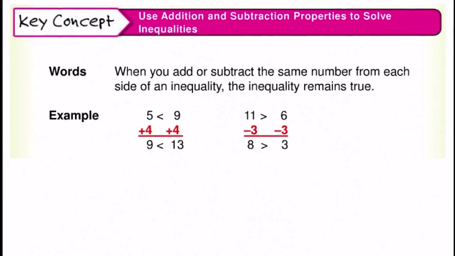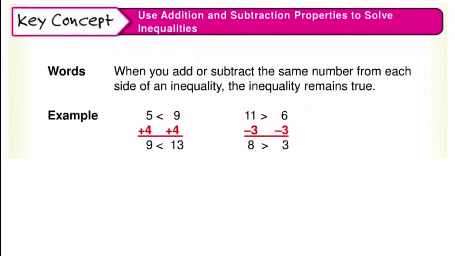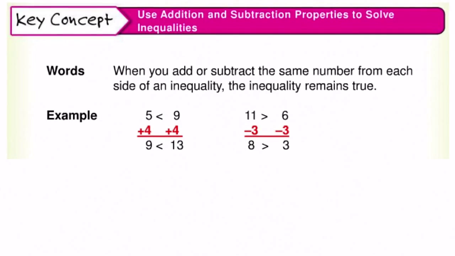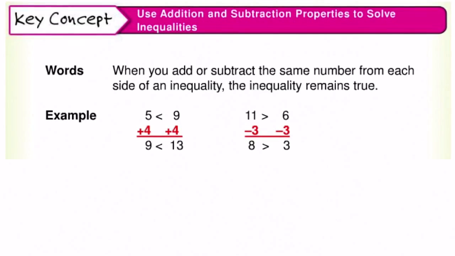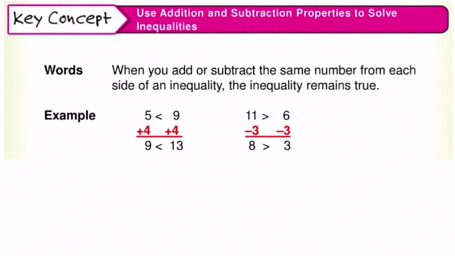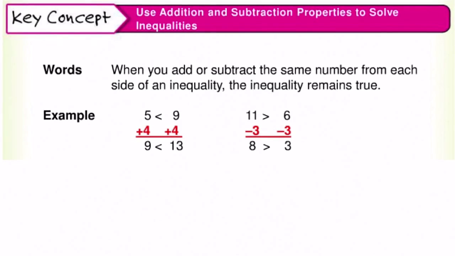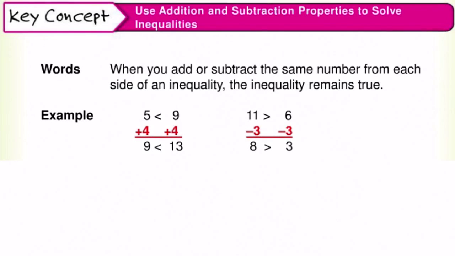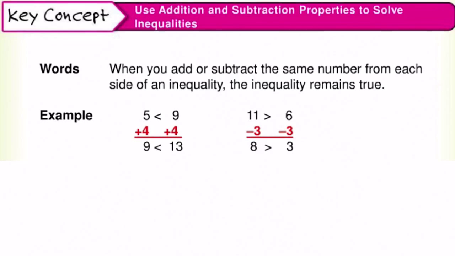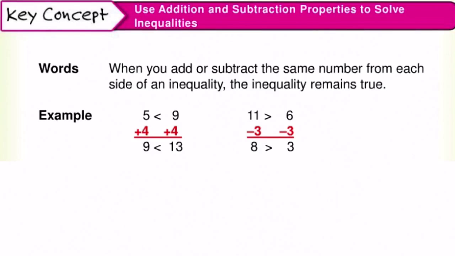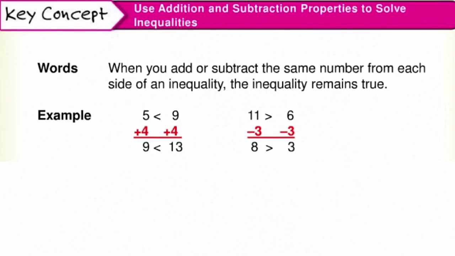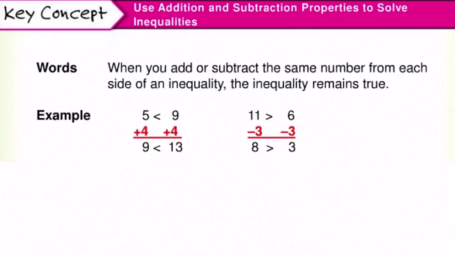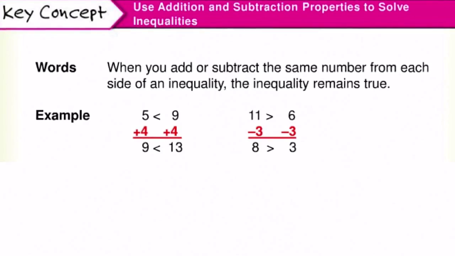Whenever you have an inequality, if you choose to add something to one side of the inequality, it has to remain balanced. So you would have to add that same amount to the other side. For example, in this one, if you're going to add 4 to the left, you would have to add 4 to the right. That would keep your inequality true. If you're going to subtract in an inequality, you would do the same. You would subtract the same amount from both sides. It's all about keeping balance.